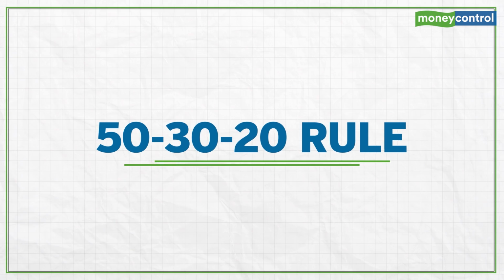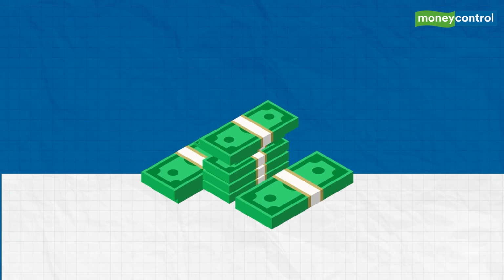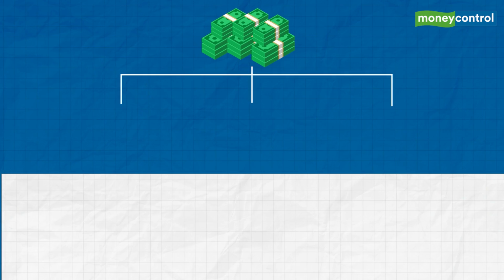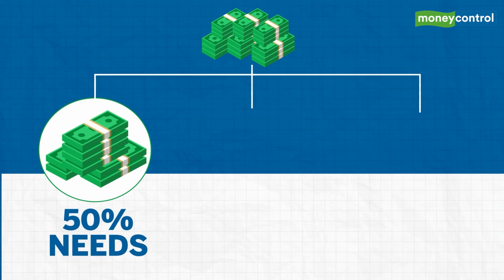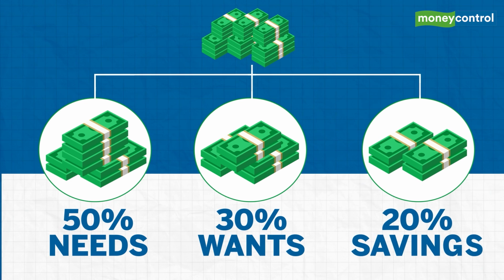Next up is the 50-30-20 rule, which is very simple in practice. It asks you to break your in-hand income into 3 parts. 50% of the income goes to needs, 30% for wants, and 20% to savings and investing. In this way, you will have set buckets for everything and operate within the permissible amount for each bucket.